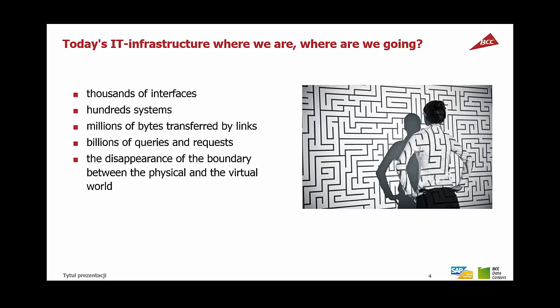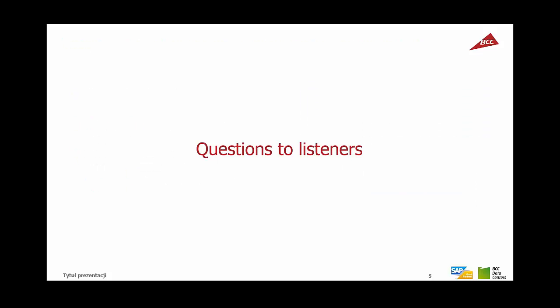The boundaries between the physical world and the virtual world are disappearing because you have hypervisors. Nowadays you can have a big server blade chassis where you have four physical servers, and there you have 50 virtual servers. Where are we going? We are going to an infrastructure which will be fully virtualized.